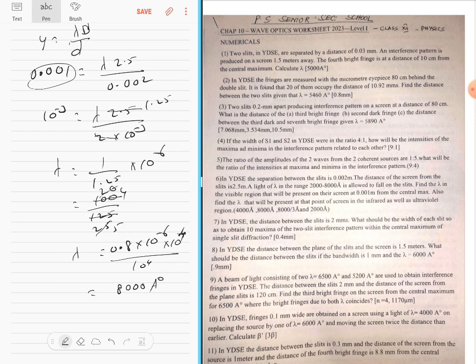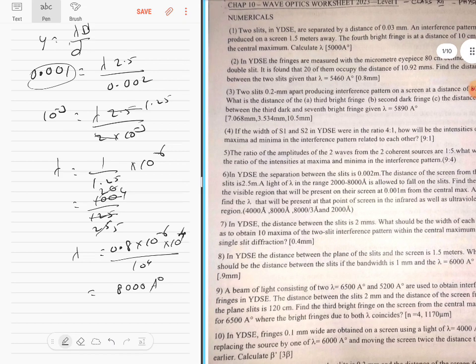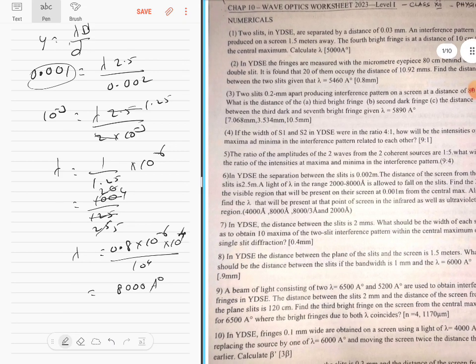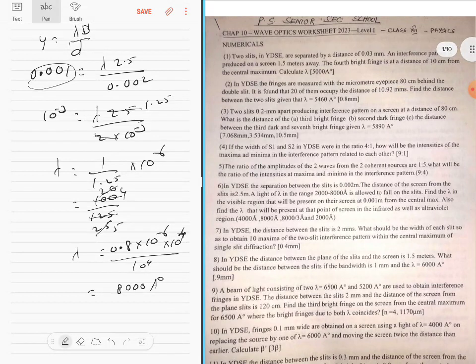Also find the lambda that will be present at a point in the infrared and ultraviolet region. What is that answer, that 4000 Armstrong? I'm not getting that. That's the issue, unless I've made any mistake.